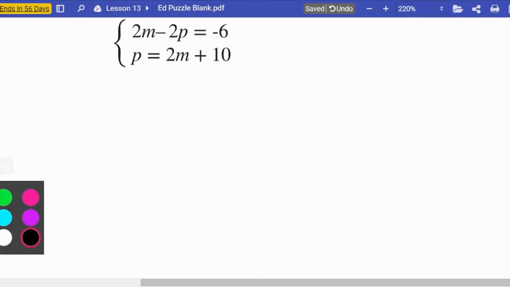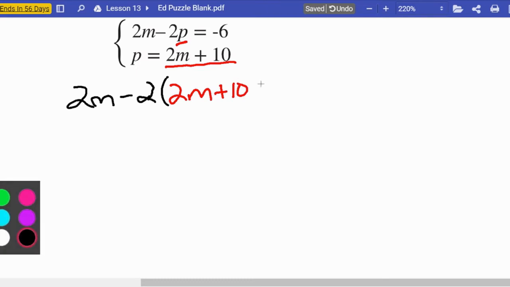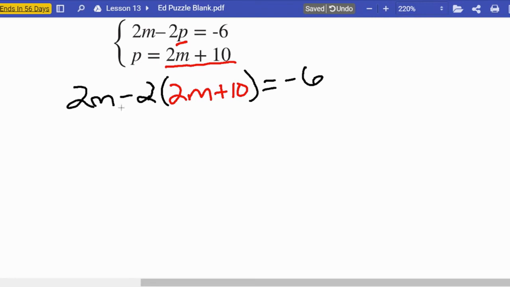Okay, let's walk through this example. So step 1 is we need to substitute in 2m plus 10 for p. So that looks like 2m minus 2 times 2m plus 10. So here we need to be careful. When we are distributing this 2 into 2m and 10, we need to distribute this negative along with it.